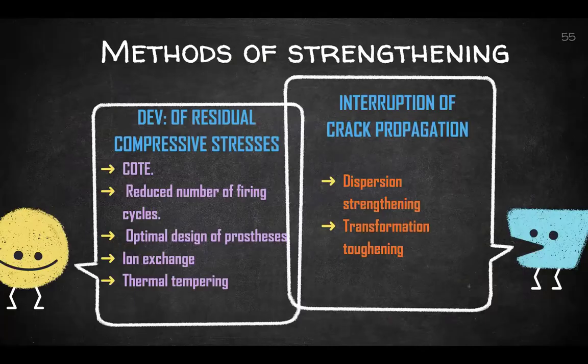So, what are the methods of strengthening? There are many techniques, and the first one is developing residual compressive stresses within the material, which will interrupt the crack propagation. This is done by reducing the number of firing cycles and optimally designing the processes. And there is one technique called the ion exchange technique, and finally, there is something called thermal tempering. Each one I'll be dealing with in detail in the coming slides. So, what do all these techniques finally do? All these techniques do dispersion strengthening and something called transformation strengthening.